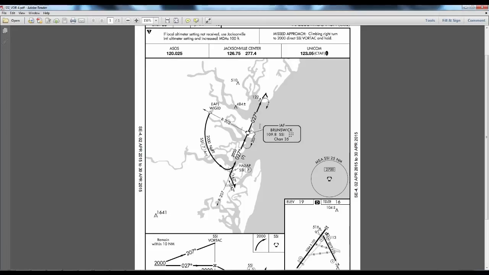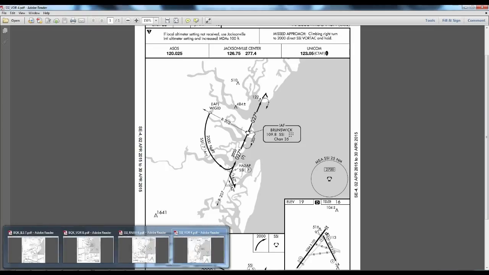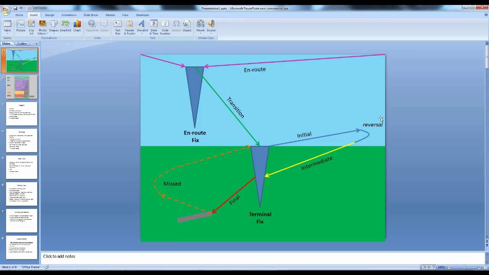And the final is obviously from the final approach fix to the runway threshold. That's the final. And at that point, when you call final, no one else should be taking off or landing. Alright, so that's the initial, and we also discussed intermediate and final there. What about the missed? Well, the missed is a way of taking you from the missed approach point. So let's say you get to the missed approach point, you couldn't find the runway.